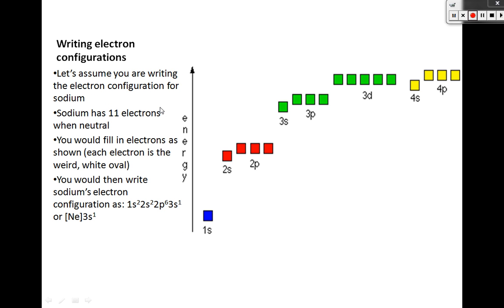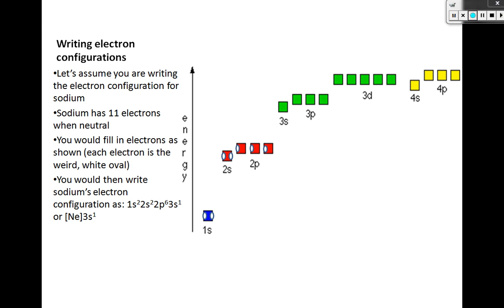All right, so let's take an example. Let's say you're writing an electron configuration for sodium. Sodium has 11 electrons when it's neutral. So you're going to fill in electrons this way. My first 2 go here, and then my second 2 go here at the 2s level. Now, my next electron is at the 2p level. I have 4, I need 7 more, so I'm going to put 1 here, so that's number 5, 6, and 7.